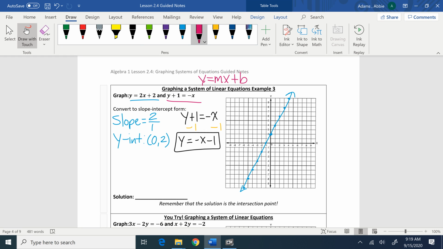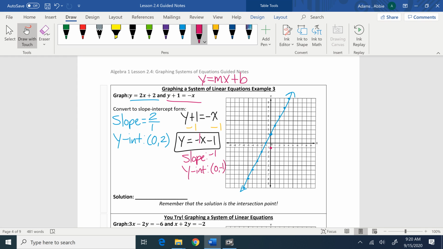So our slope here is the number in front of your variable x. If there's not a number there, but there's a negative, we understand that to be negative 1. So your slope is negative 1. And your y-intercept is 0, negative 1.